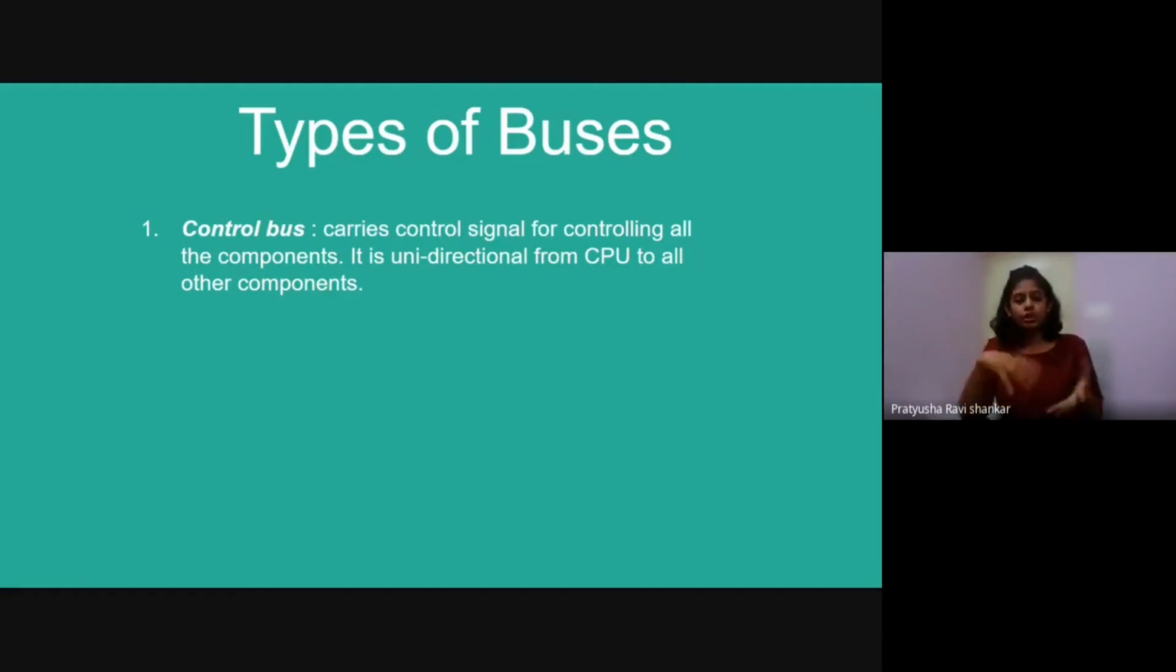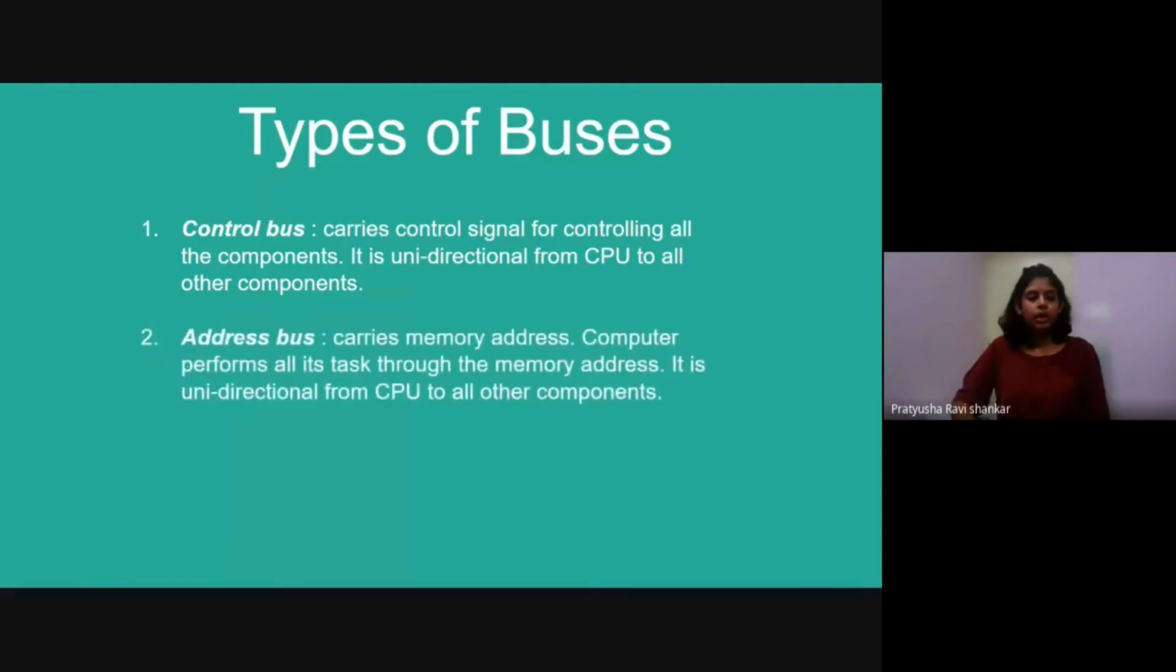It's unidirectional from the CPU. It means the control block which I just mentioned lies in the CPU. So from the CPU, it gets all its data from. Then the other part is the address bus.